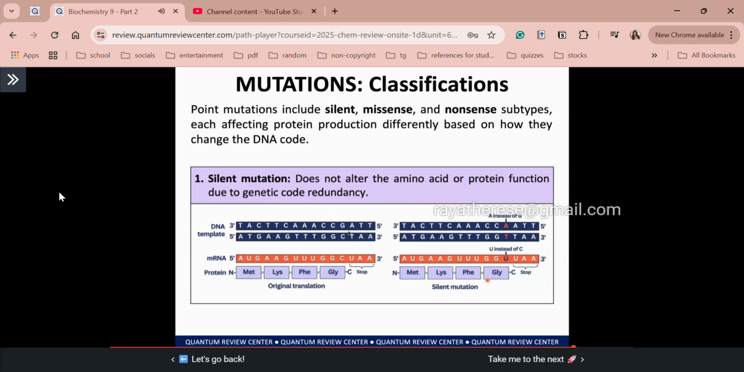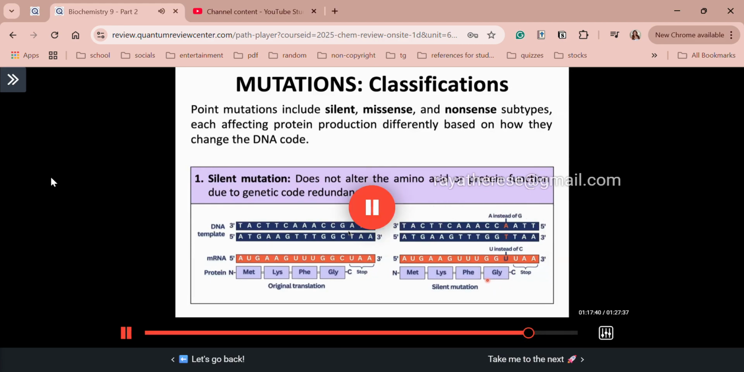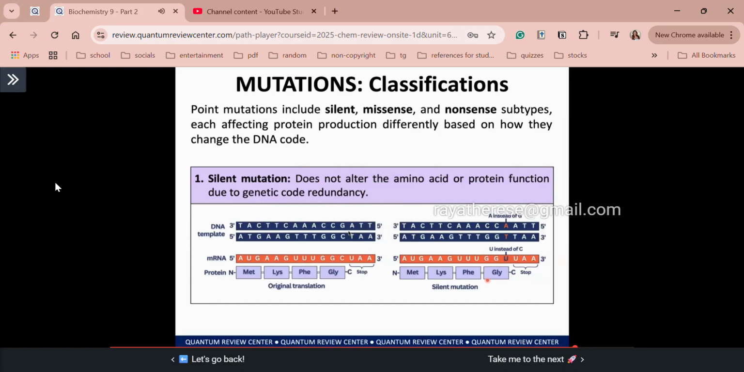Okay? So sir, meaning harmless ang silent mutation? Not necessarily harmless, class. Because it can affect our gene expression without changing the protein. So they can inhibit or activate a certain gene nearby when a nucleotide sequence has been changed. Okay, so again, your silent mutation simply can affect gene expression by inhibiting or activating your nearby genes.